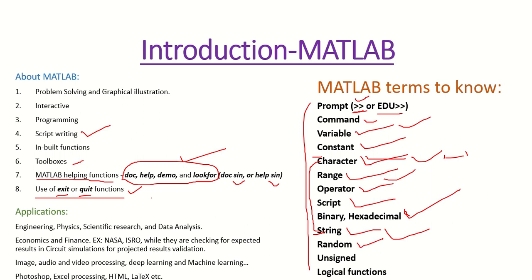And random, this random is nothing but a random number generator. How the random numbers are generated, how it is useful, why it is used. Signed and unsigned are also there, for example, +4 and -4. Here plus is given and minus is given, this is a sign. So signed numbers and unsigned numbers are two types that are also there. And logical function means if it is true it shows 1, if it is not it shows 0. It works logically in MATLAB.